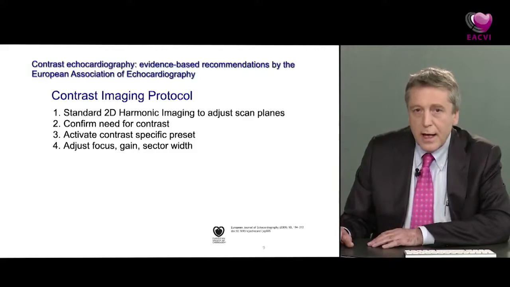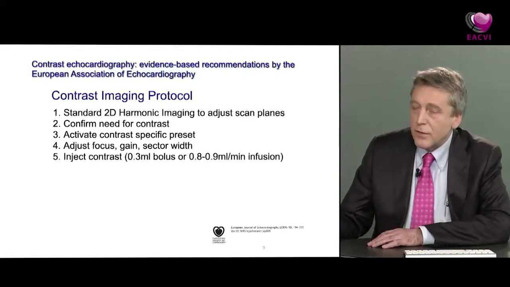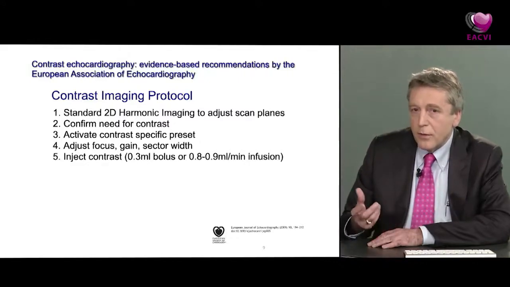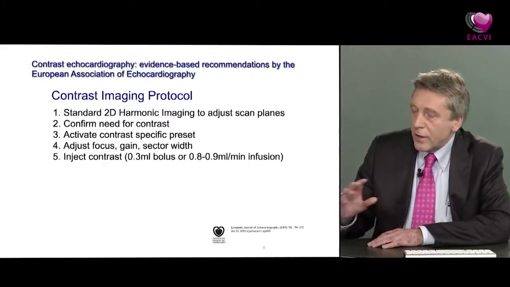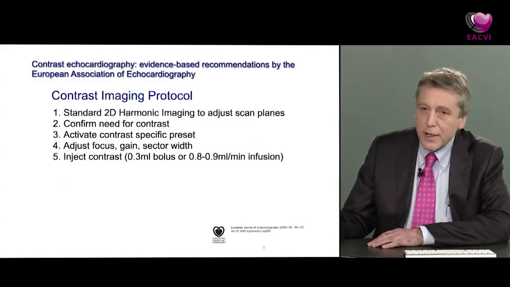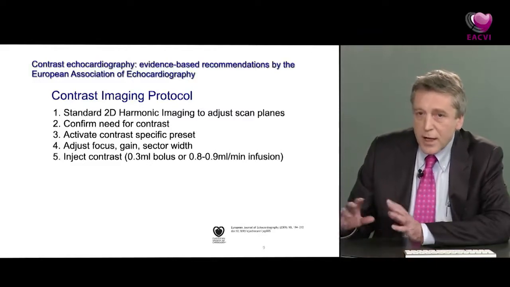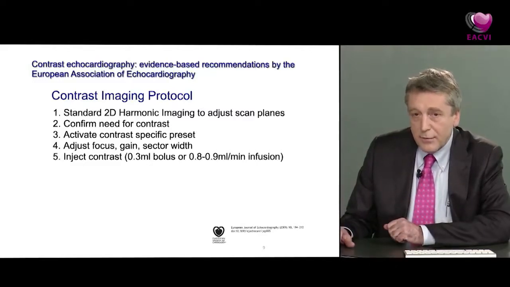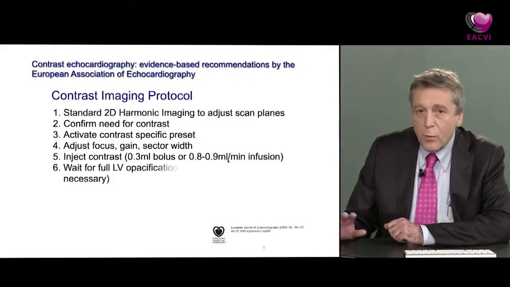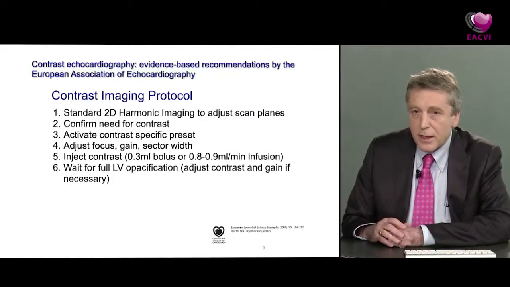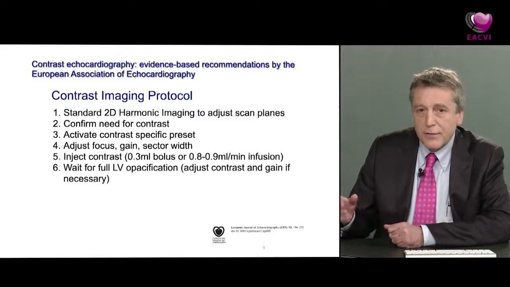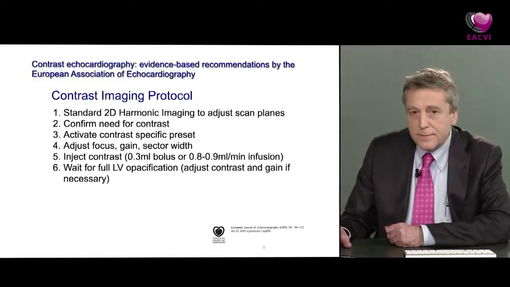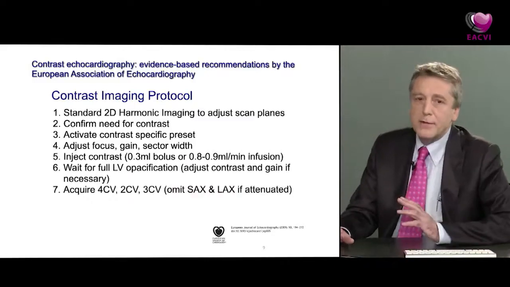And then you administer your contrast, either through a bolus, as I described, in which case you'd probably want to give it in 0.3 mil boluses, or if you're giving a constant infusion and if you're using an agent such as Sonoview, then an infusion rate of about 0.8 to 0.9 mils per minute is usually adequate if you're doing perfusion imaging. And then wait for full LV opacification to occur and adjust your contrast and gain if necessary to obtain even opacification of the whole LV cavity. And then we'd acquire our baseline images.